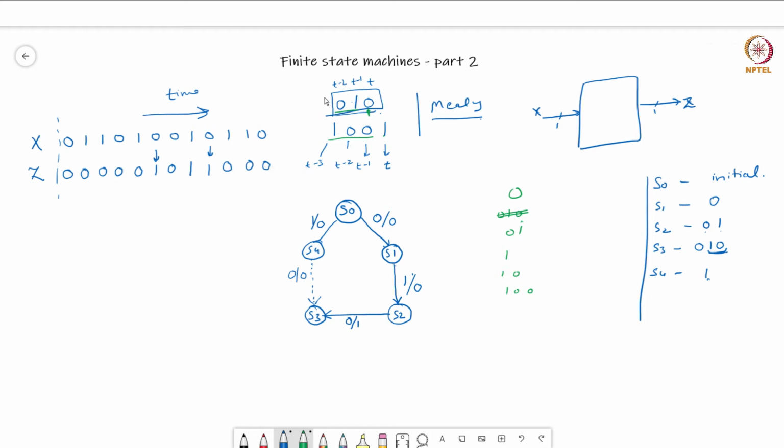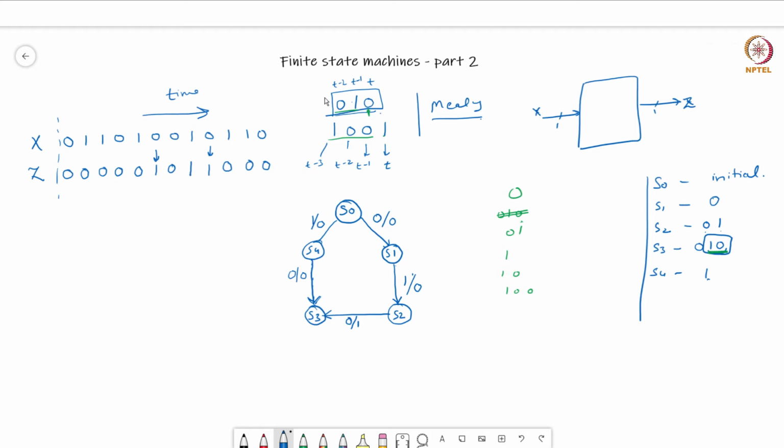Okay, so that means this S3, even if we say this 1 0, this is sufficient. That also means that from S4, if there is a 0 input, then we can say that the transition is towards S3. Then we are saying S3 means this only, and S4 is 1.